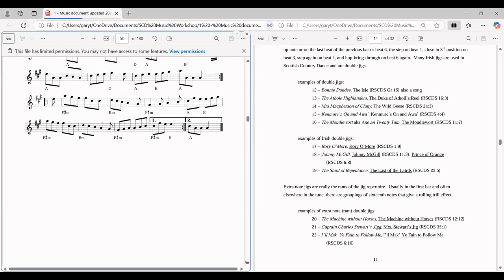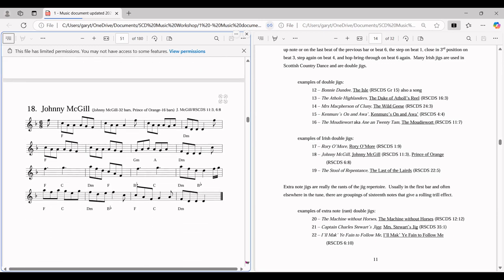Right, did you hear those duplicated notes? Hope so. In Johnny McGill, we have the same thing, the duplicated A's here, over and over, different notes repeated. Number 18, please. Ready, and.